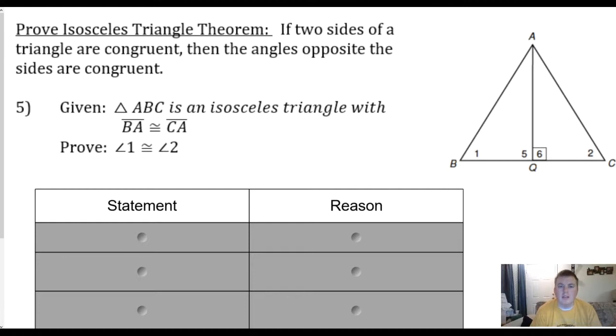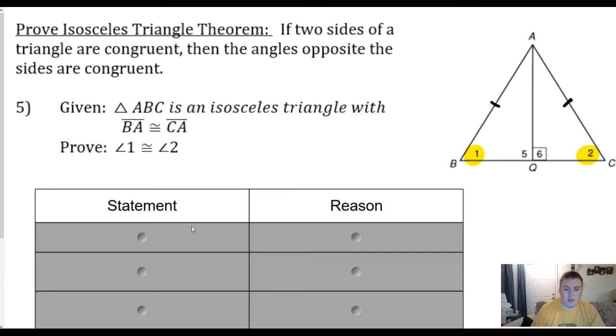Just remember the isosceles triangle theorem, also known as the base angle theorem. It states that if two sides of a triangle are congruent, then the angles opposite of the sides are congruent. So we are given triangle ABC as an isosceles triangle with line segment BA being congruent to CA. So I am going to go ahead and mark that BA is congruent to CA. And we're trying to prove that angle 1 and angle 2 are going to be congruent.